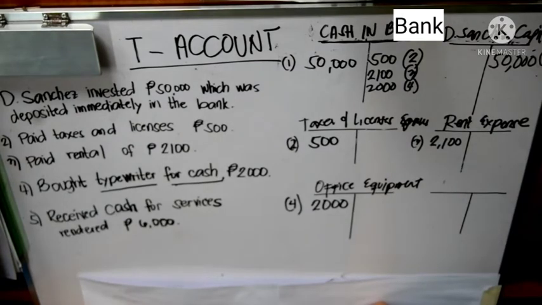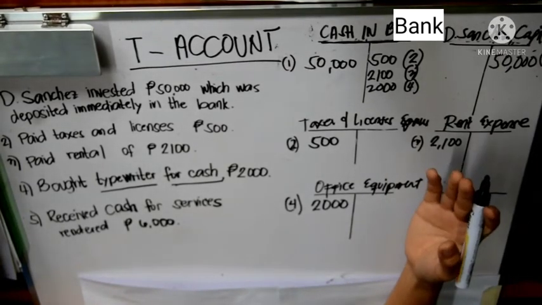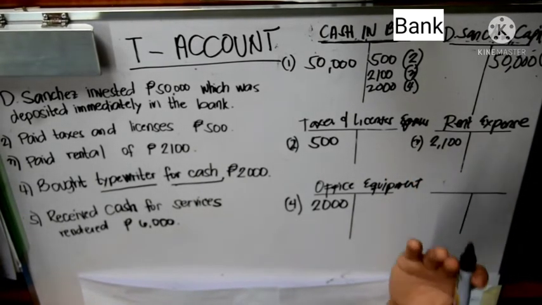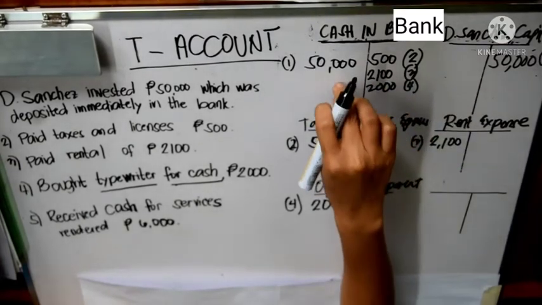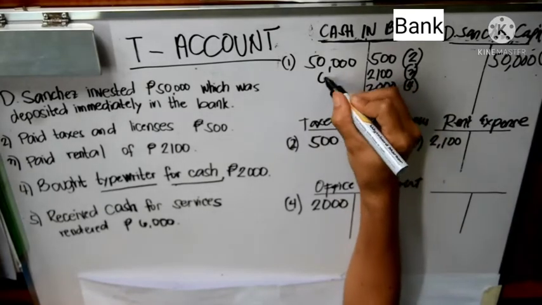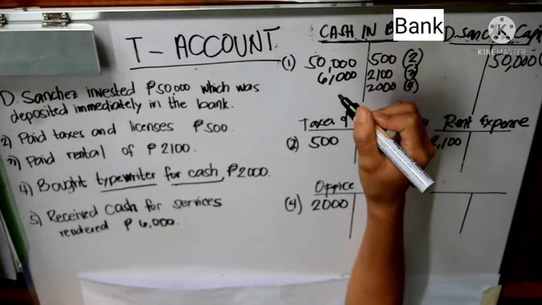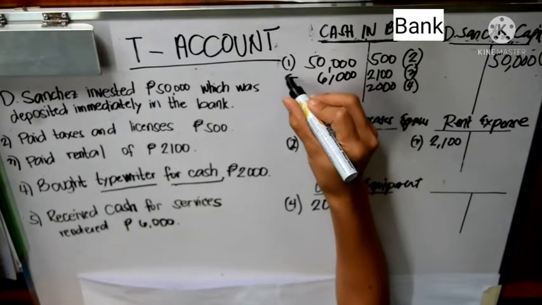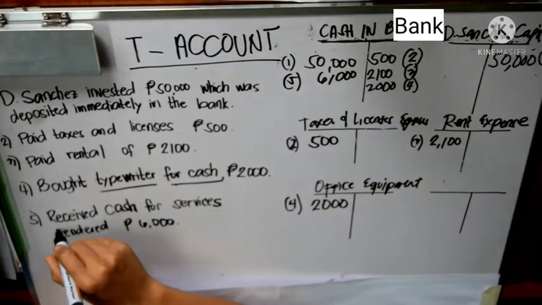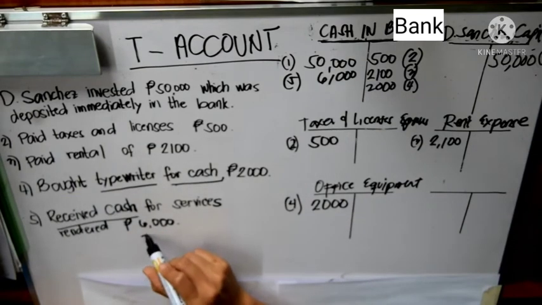And then number 5, received cash for services rendered 6,000 pesos. So, nakatanggap tayo ng cash for dun sa service nating nire-render. So, received cash. So, ibig sabihin, we debit cash for 6,000. So, debit tayo dito ng 6,000 na cash. So, nadagdagan ng 6,000 yung ating cash in bank dahil nakatanggap tayo ng bayad. No? Received cash for 6,000 pesos.